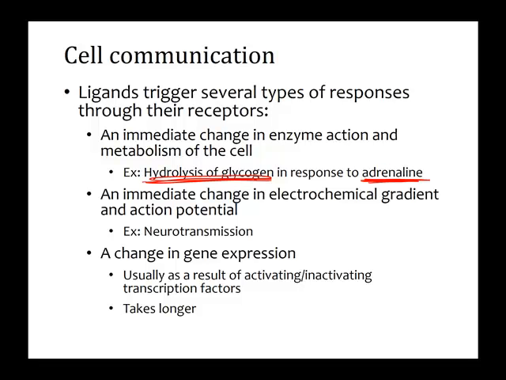Besides liver cells, heart cells also contain receptors for adrenaline too, and your heart cells will respond a little bit differently than liver cells. So we can trigger an immediate change in how the enzymes in a cell work and the cell's metabolism. We can also trigger an immediate change in what's called an electrochemical gradient of a cell.